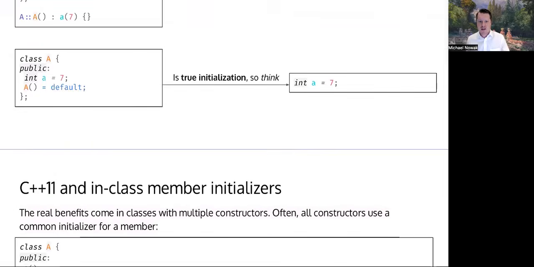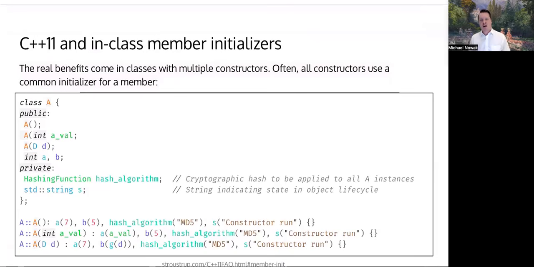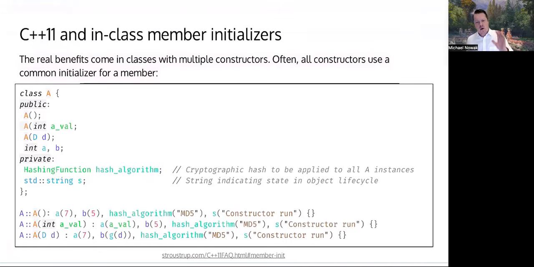Let's go ahead and move into some additional considerations here. So where the real benefits of the in-class member initialization that we're introducing here are going to begin to shine is when we have multiple constructors. And why is that the case? Because often all constructors, or some subset of constructors, will use a common initializer for some sort of member. So I'll go ahead and acknowledge that this slide and some of the additional slides take the examples, at least in some of the text, from Bjarne Stroustrup, the original implementer of the language, C++11 frequently asked questions page. The citation is shown here.